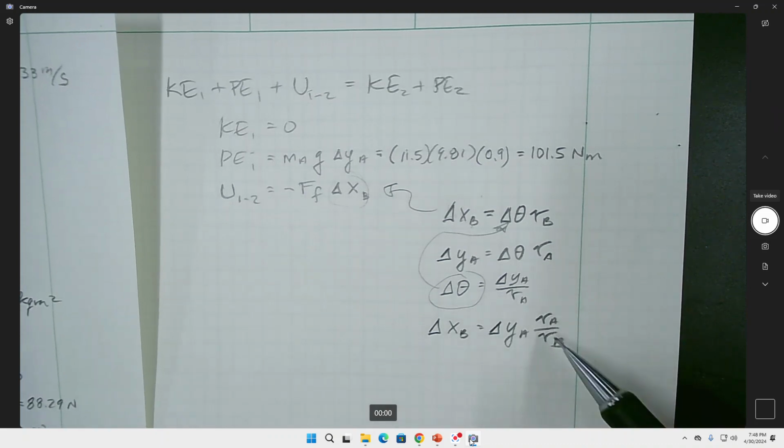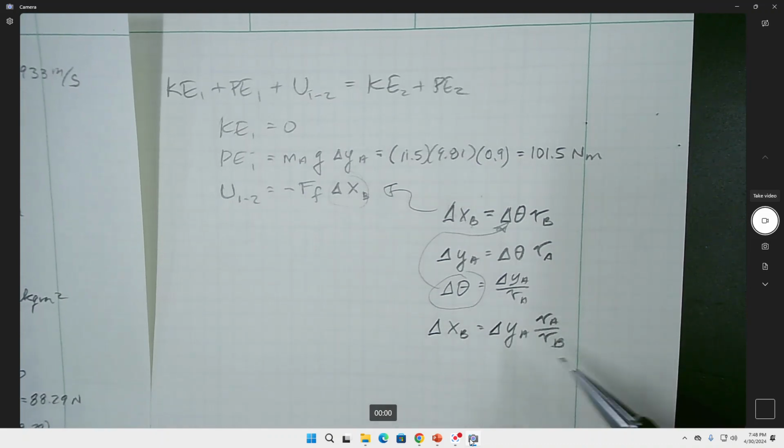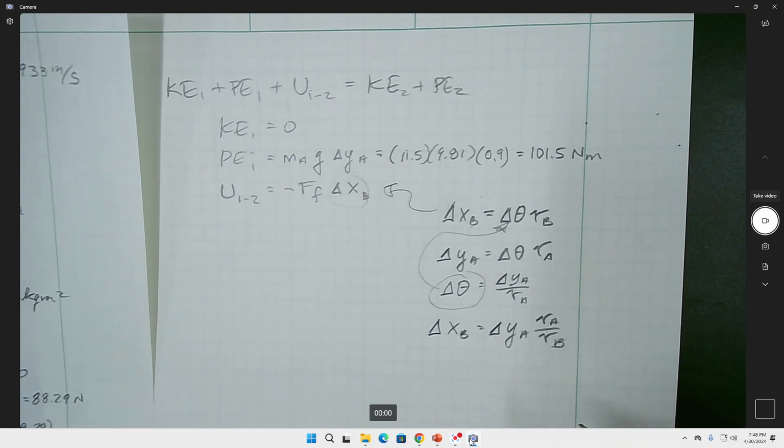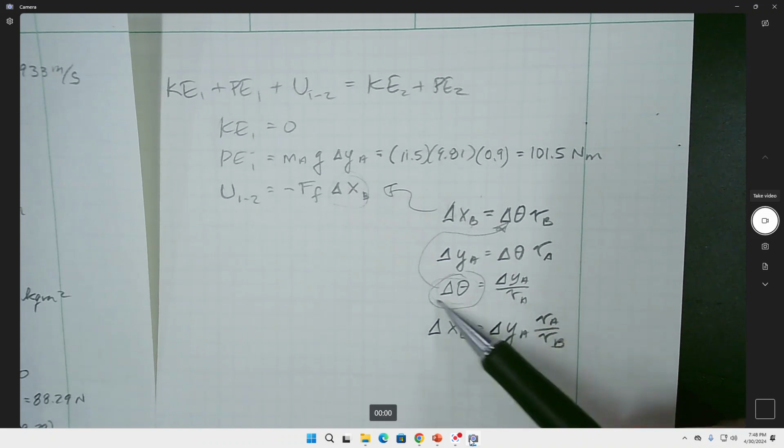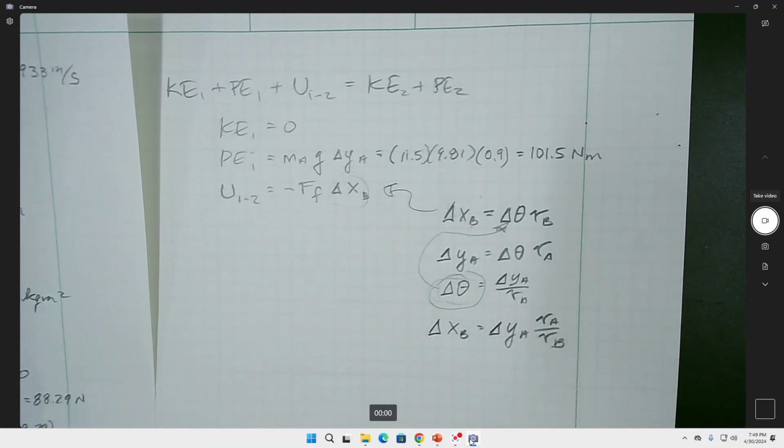And actually, just as you look at that, you can kind of see where that makes sense. One goes up, one goes down kind of thing. But it's all tied to how many radians it has turned.